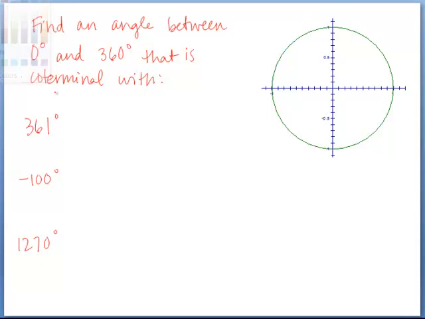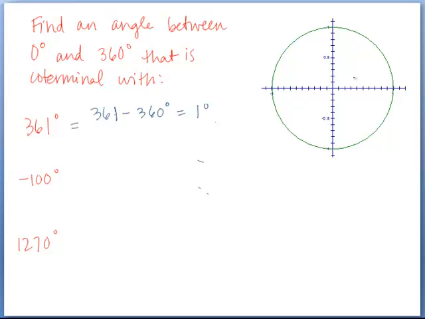Okay, we're asked to find an angle between 0 and 360 degrees that is coterminal with 361 degrees. To do that, we either need to add 360 degrees or subtract 360 degrees, depending on what would put that coterminal angle between 0 and 360. If we take 361 and subtract 360, we end up with 1 degree.